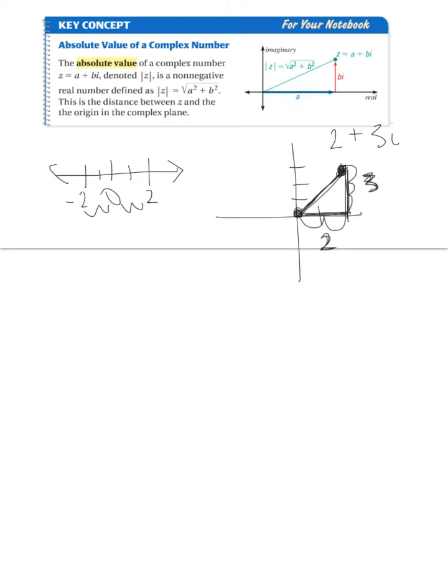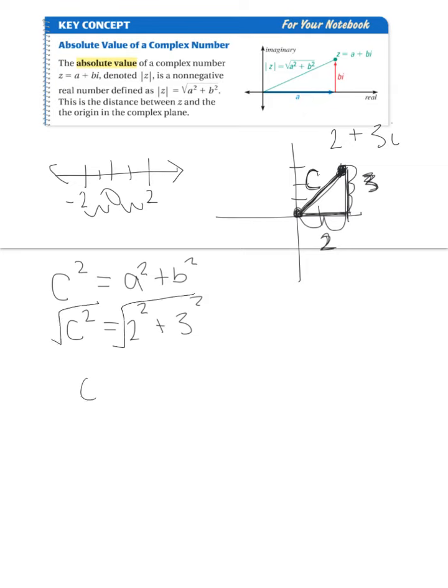So when I find absolute value, I want the distance from the origin. And remember, our Pythagorean theorem is a squared plus b squared equals c squared, where c is our hypotenuse. And we know one leg is 2 and the other leg is 3. So if we square that, we should find our hypotenuse squared. And if we want to know our hypotenuse, we need to square root both sides. So we would get the square root of 2 squared plus 3 squared.